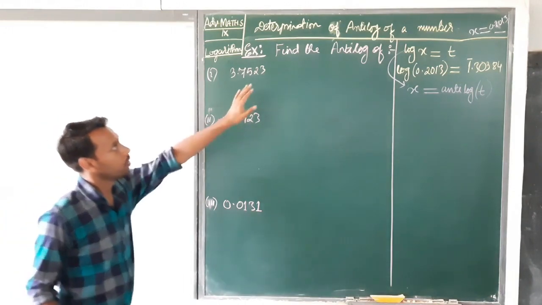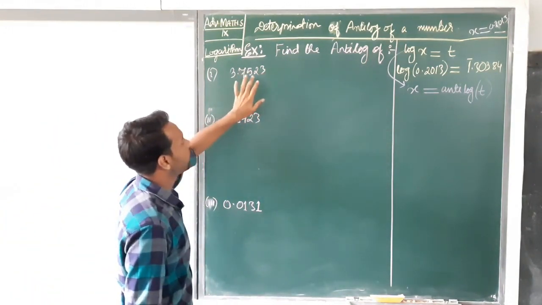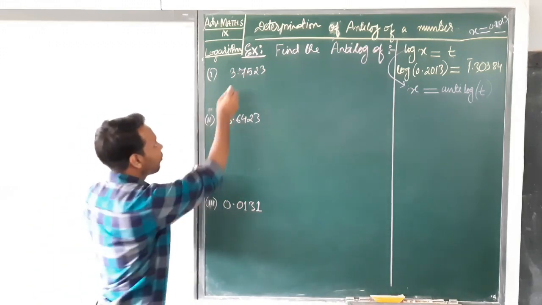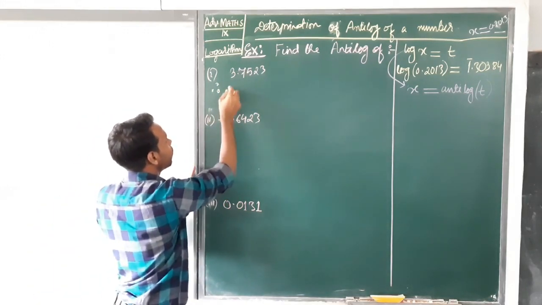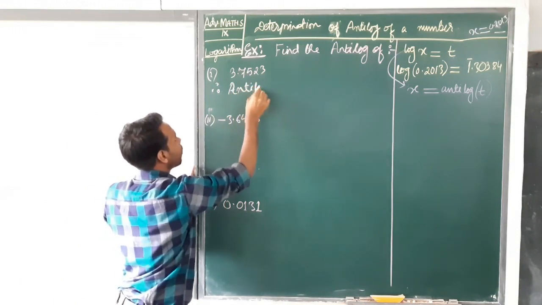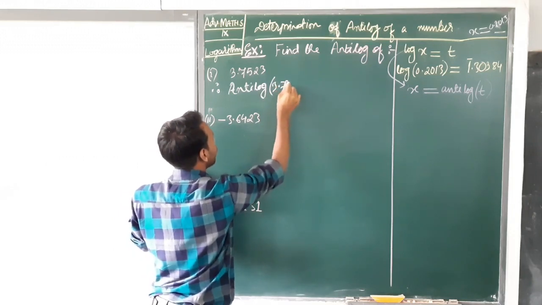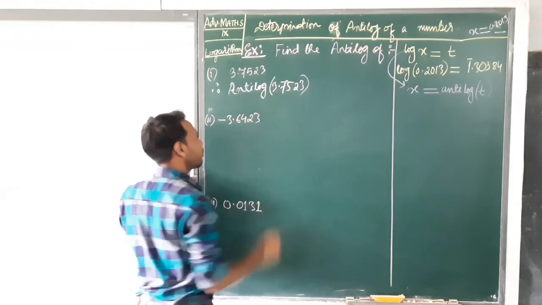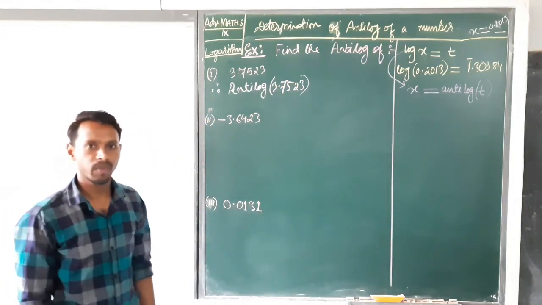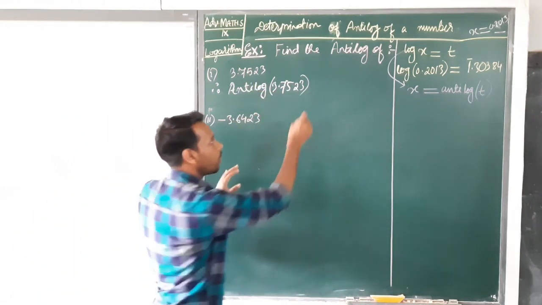Here you can see, find the antilog of 3.7523. Let me write this. Therefore, what I can write is antilog of 3.7523. We are asked to find out the antilog of this, so we can write antilog of this equal to.